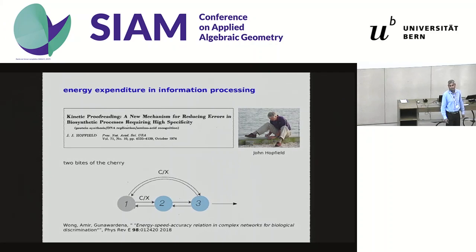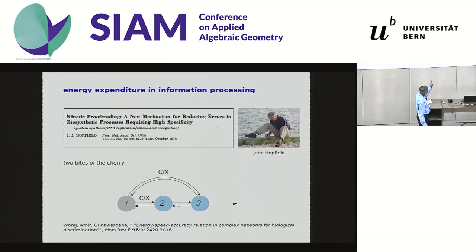And he was trying to figure out how you get an error rate that's several orders of magnitude smaller than that, a square, at least a square. And he came up with this idea, which is basically that the process of discrimination takes two bites at the problem. And he wrote this up in this very simple model.